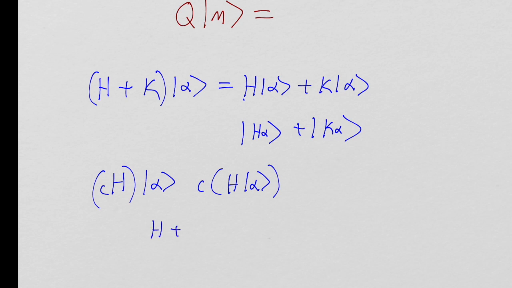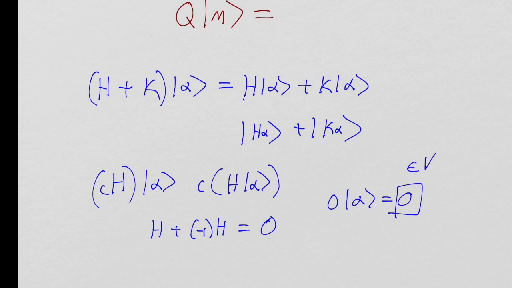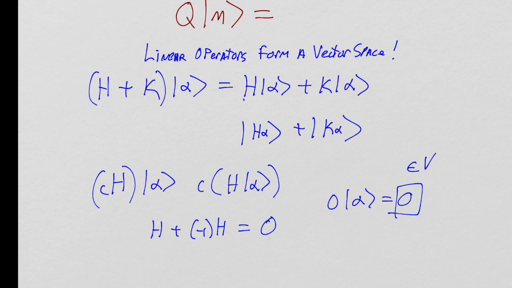And you can take H, and you can add to it -1 times H, and you get the zero linear operator, right? The zero linear operator is a linear operator where 0 acting on A is 0. And every vector space has 0 in it, right? So this is an element of the vector space. So the point is that linear operators themselves form a vector space, right? And that's very important for our understanding of how we build tensor product spaces in quantum mechanics. But it is important to understand linear operators form a vector space.